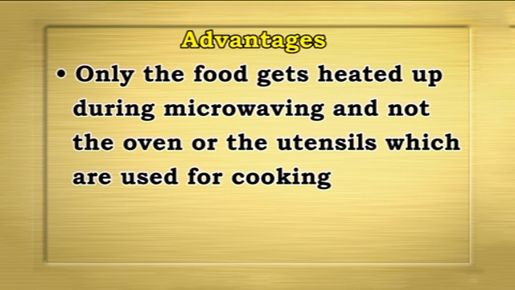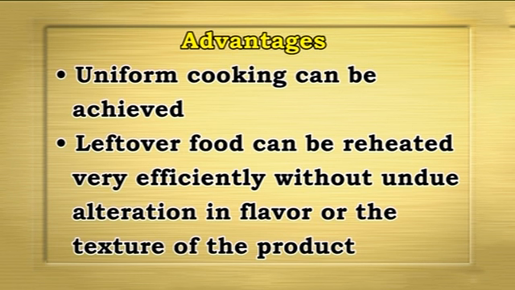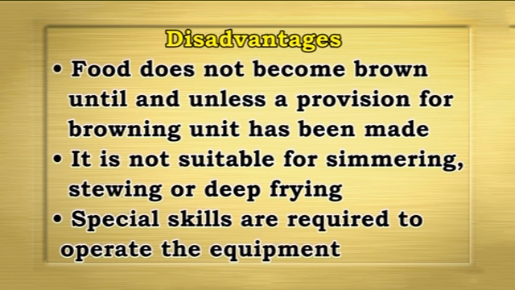Advantages: only the food gets heated up during microwaving and not the oven or the utensils which are used for cooking. Uniform cooking can be achieved. Leftover food can be reheated very efficiently without undue alteration in flavor or the texture of the product. Disadvantages: food does not become brown until and unless a provision for a browning unit has been made. It is not suitable for simmering, stewing or deep frying. Special skills are required to operate the equipment.